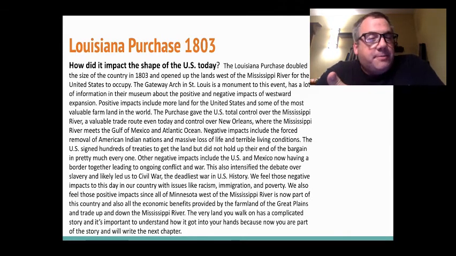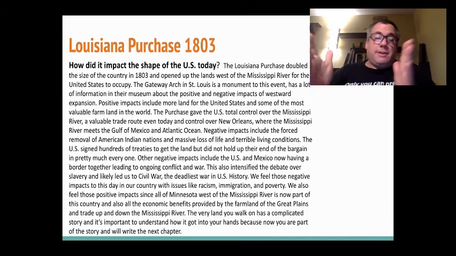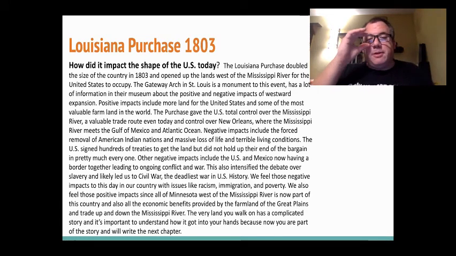But in that museum in St. Louis, they do a good job of talking about the complexity of this history. It's not all good. Yeah, the United States got more land. It got some of the most valuable farmland in the world. Everything up here in Minnesota that's west of the Mississippi became part of the U.S. with this purchase. But it also has negative impacts as well. You know about the loss of the land for the American Indians.